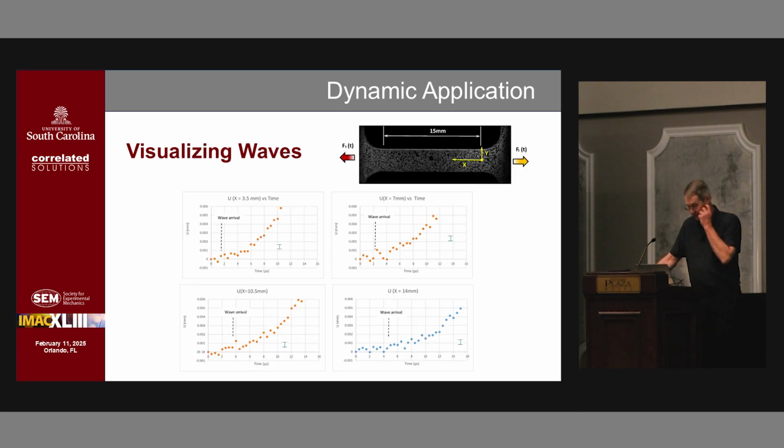Here was the initial set of data that I got. The important part is to look for where the wave showed up. You see it 3.5 millimeters down the bar from the right to the left. The whole length is 15, remember, so it's about a fifth of the way down. You begin to see the wave showing up. The displacement increases, but it only increases after the wave finally shows up at this location.